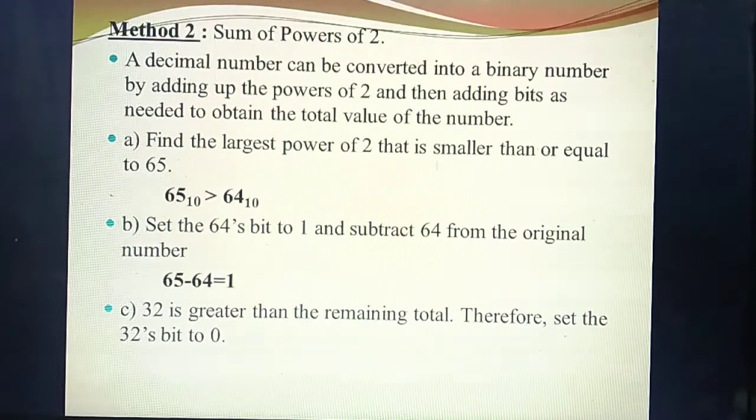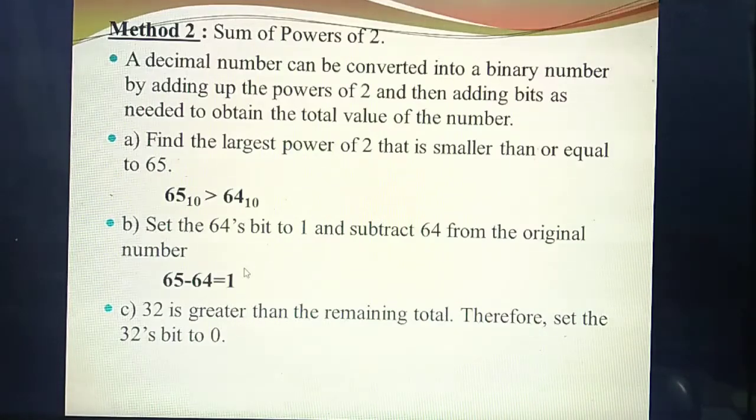Same question they are giving. What's the method name? This method name is sum of powers of 2. Okay, how do you need to do it? First you need to find the largest power of 2 for 65. The nearest value is 64. So in the place of 64 you need to put 1. Then subtract 65 minus 64. The answer you are getting is 1. So how many values more are there? Only one more value is needed to get the answer, 64.